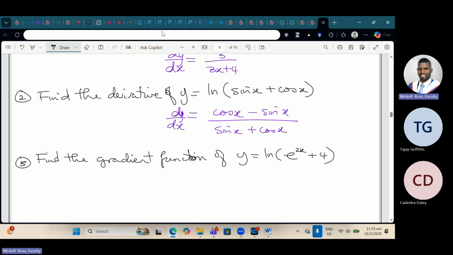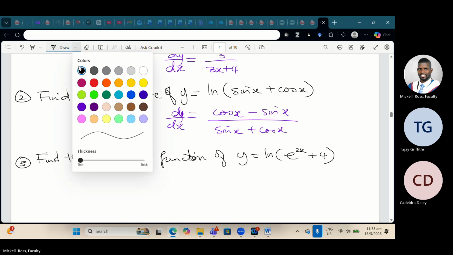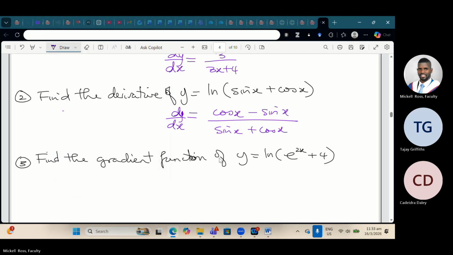All right, so let me see what you come up with for this one. So dy dx is equal to the derivative of the bracket. If I differentiate this bracket, I'm just going to get 2e to the 2x divided by what is in the bracket, which is e to the 2x plus 4. Did we get that answer?